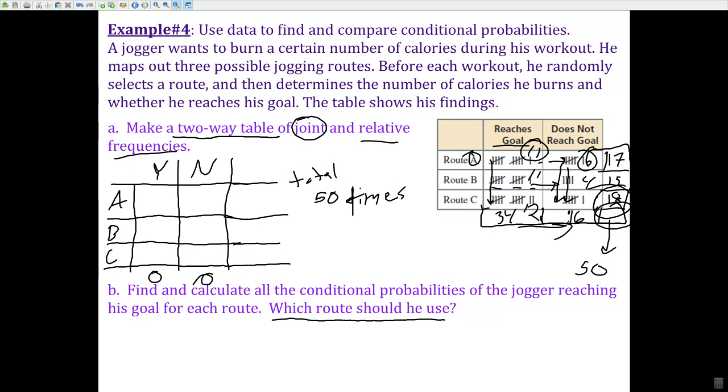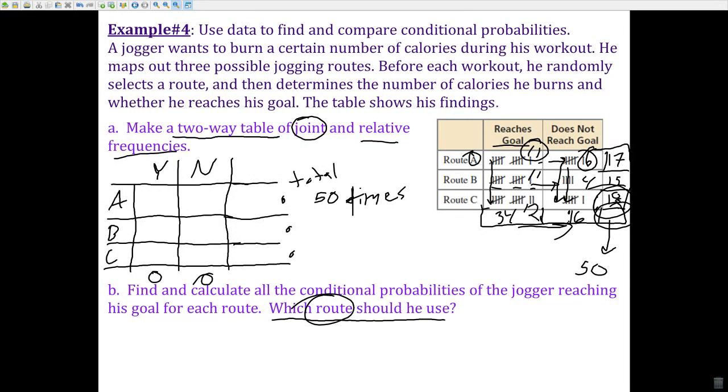You could find them, right? But what it wants is to compare the routes. Which route should he use? So I know that I'm going to compare this route to this route to this route to see which route is best for this man, this jogger man. You can give him a name if you want. But yeah, so we need to find out which he has the most success.